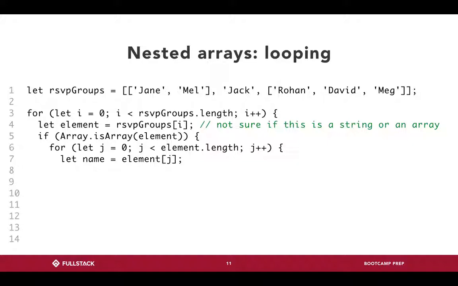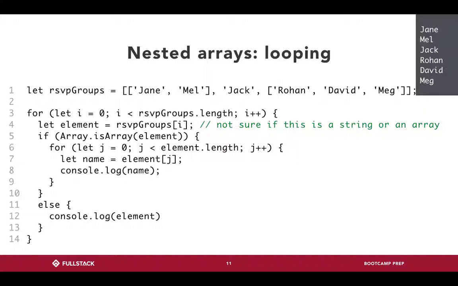We don't have to have over here let name equal RSVP groups I and then bracket J, because that's ugly and hard to read. So one step at a time, let's just pull out data only once. So we can pull out a name, we can log out a name, close the for loop, close the array path. Else, we're on the string path now. We could just log out the element, close that, close the for loop, and this will get only strings.